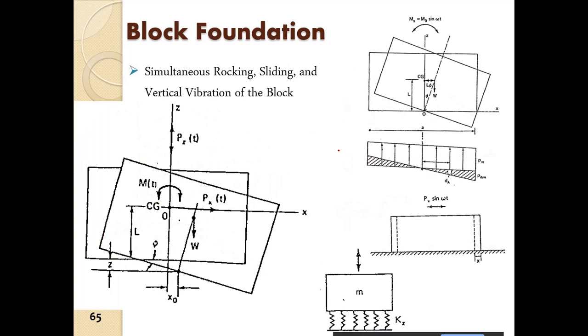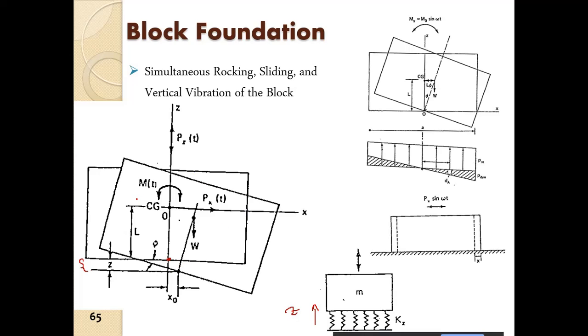So first of all, let us consider the displacement in the vertical direction, z. Then displacement in the horizontal direction, that is, sliding displacement. So the point O was here, and it got slid up to this point.